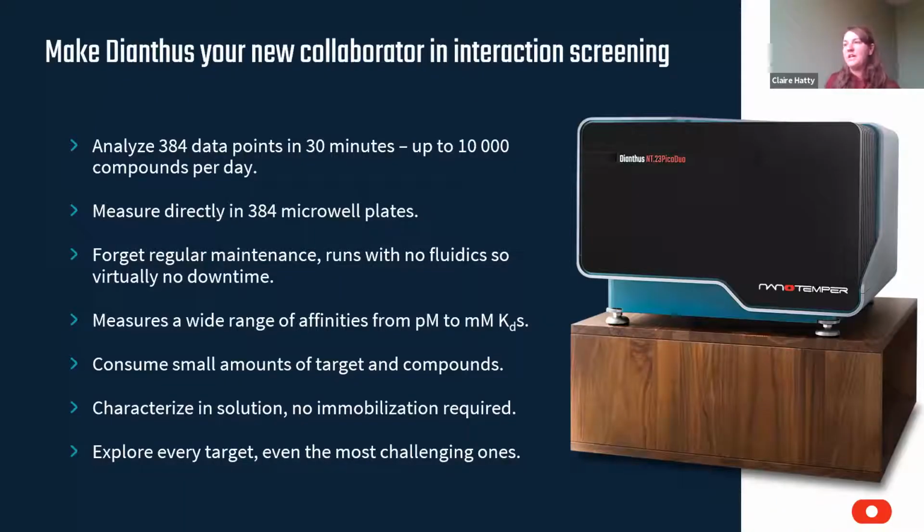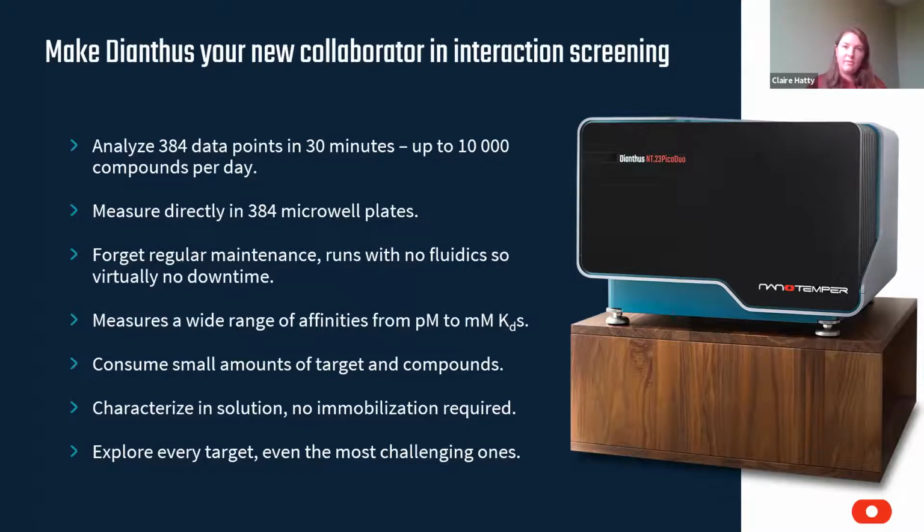Then if we move on to the Dianthus, that's what measures TRIC. This is if you want to scale up to a more screening approach, a large scale screening. This will analyze 384 data points in 30 minutes, so that could be up to 10,000 compounds per day. And you measure directly in a 384 well plate. There's also no fluidics, so there's not really any maintenance to be done or downtime with the device.